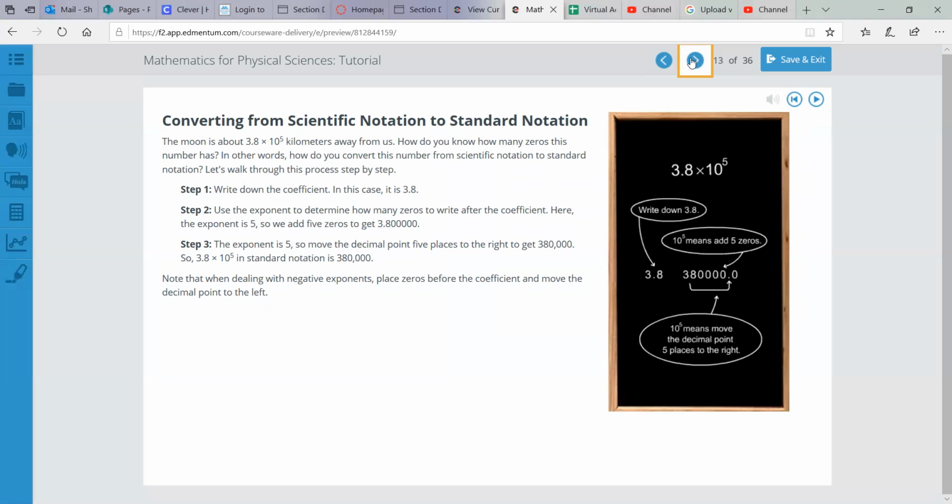And this goes through converting scientific notation to standard notation. All this means is the decimal place is moving. Positive to the right, negative to the left.